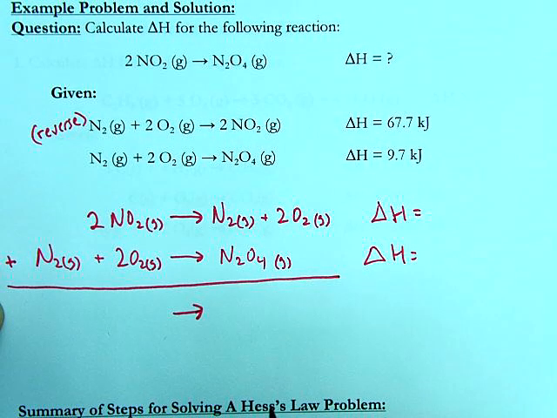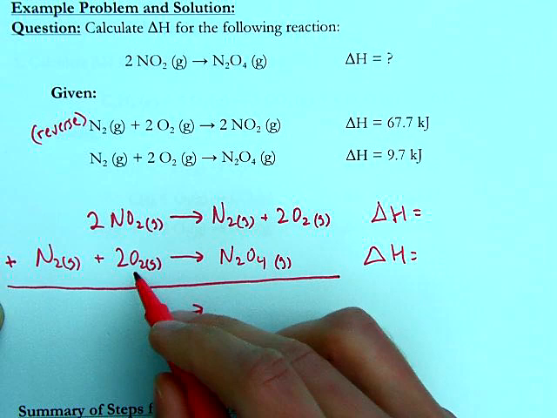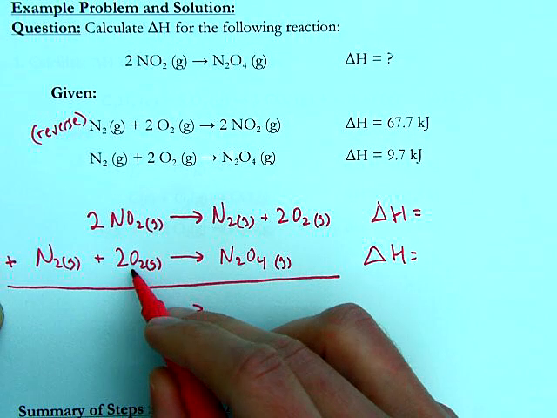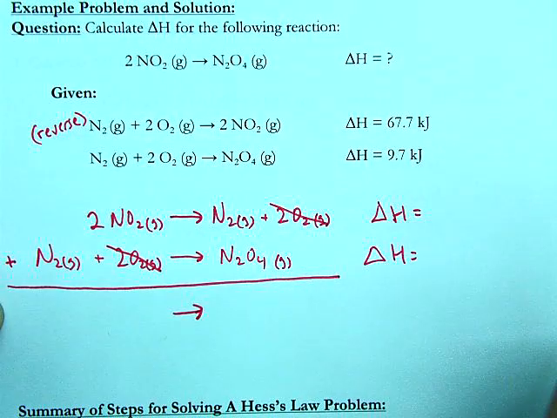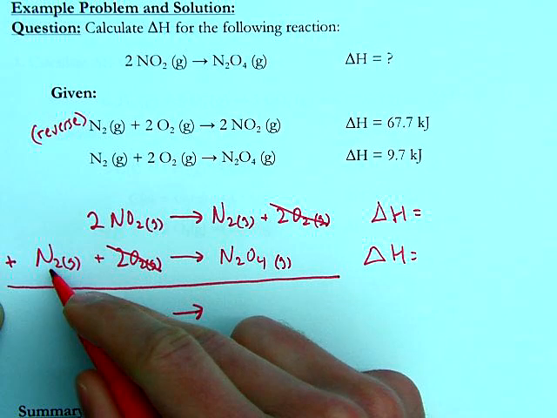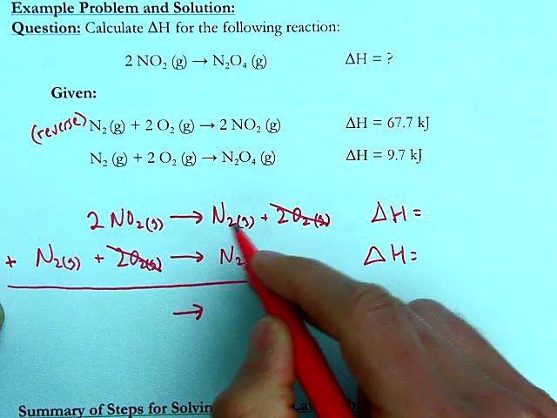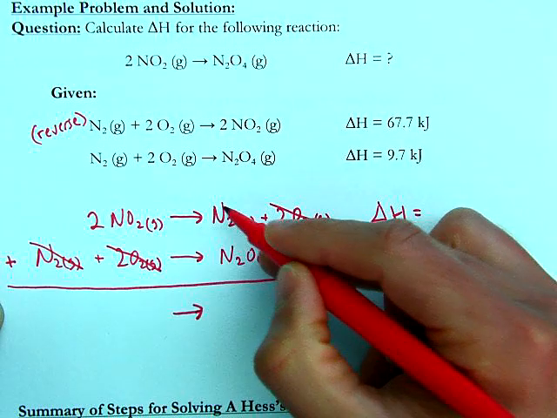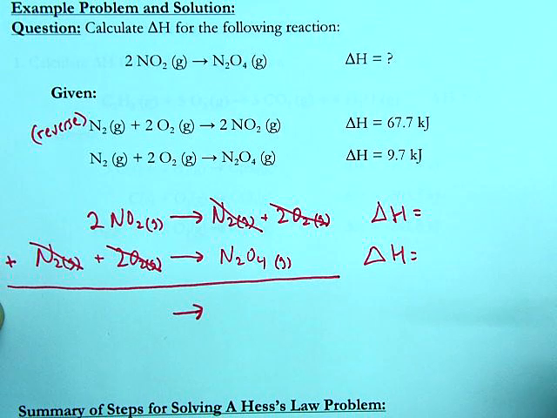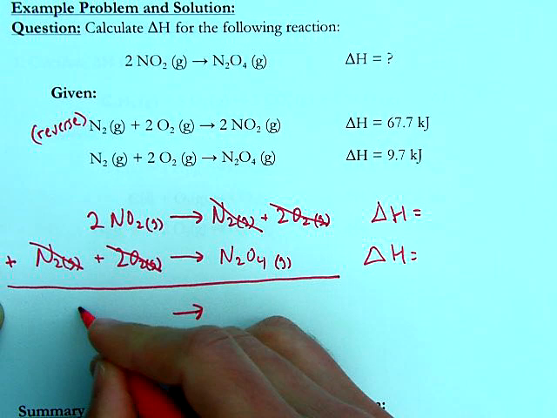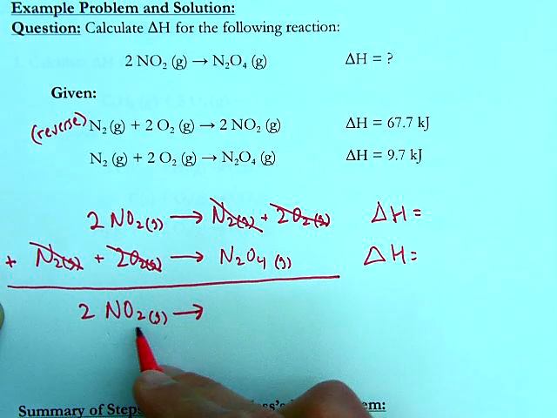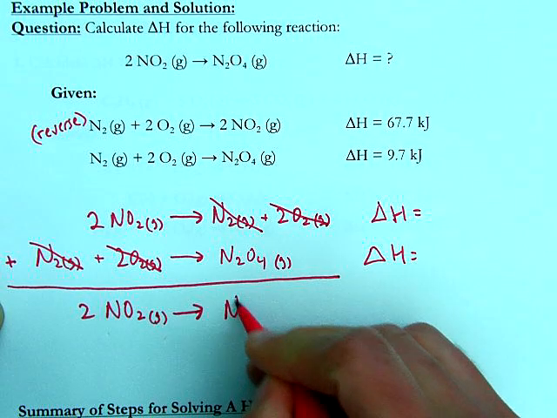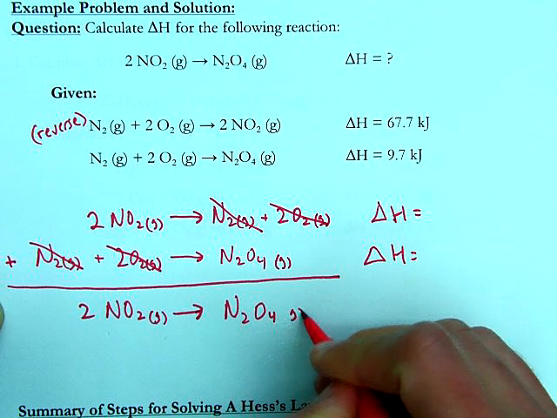Now, like terms on opposite sides of the arrow are going to cancel out. So I can see that here I have 2 oxygen gases on the left and here I have 2 oxygen gases on the right. Those are going to cancel out. Here I have N2 gas on the left and here I have N2 gas on the right, so that's going to cancel out. And look at all that I'm left with. This comes down here, so we have 2NO2 gas on the left, and here is N2O4 gas on the right.